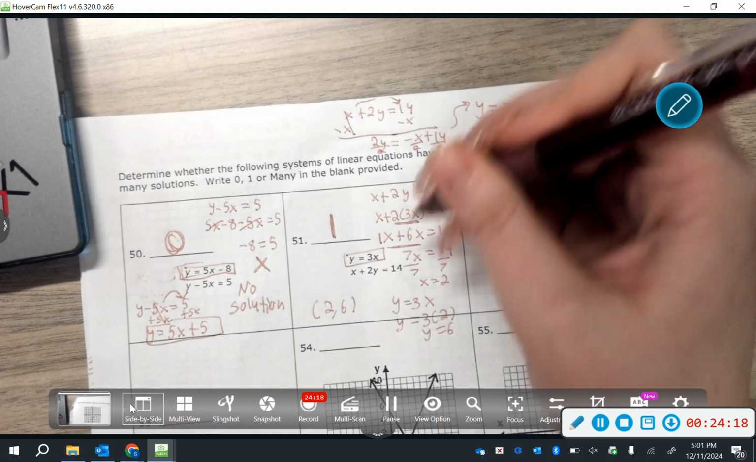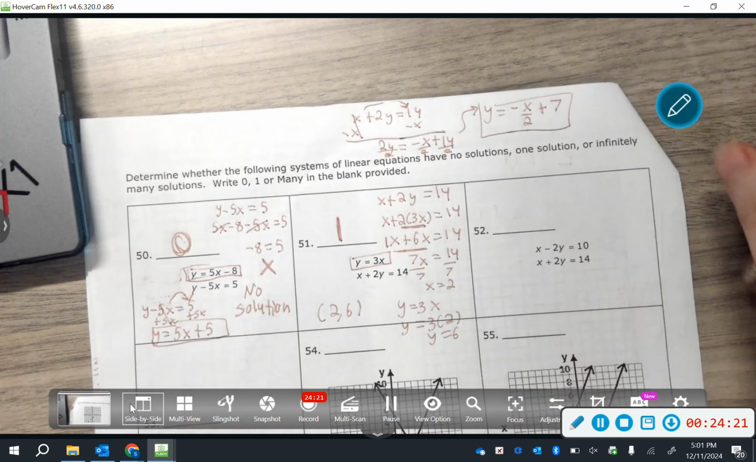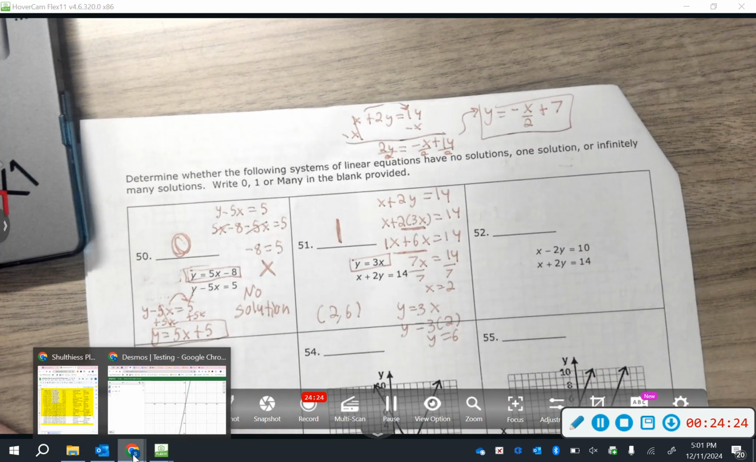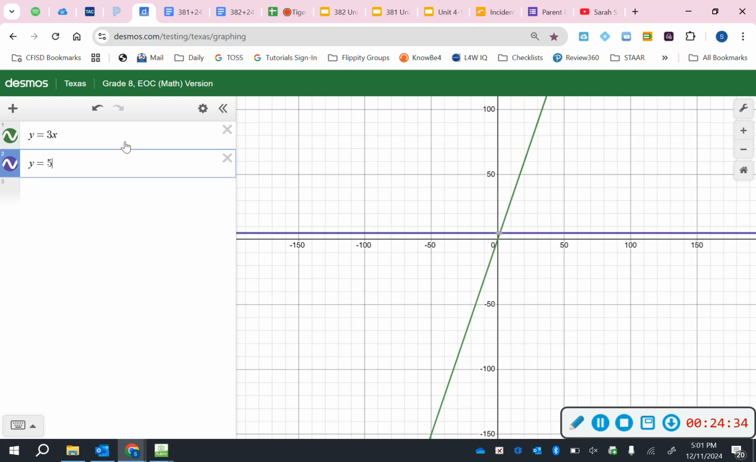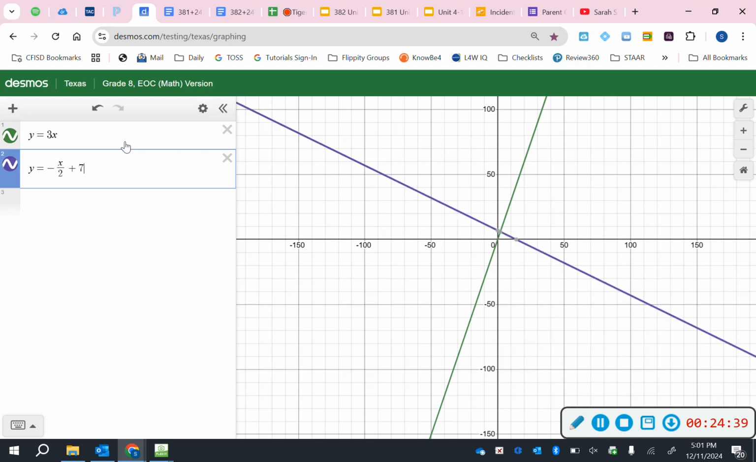And then technically you could plug y equals 3x in and y equals this, and you should still be able to see that they cross. And if they cross, that means they have one solution. So y equals 3x. Y equals, we said it's negative x over 2 plus 7. Click on where they cross. They got 2, 6. That's what we got. And it doesn't actually ask us what the solution is. But that is the solution. All they cared about was how many solutions. It has one solution they cross.